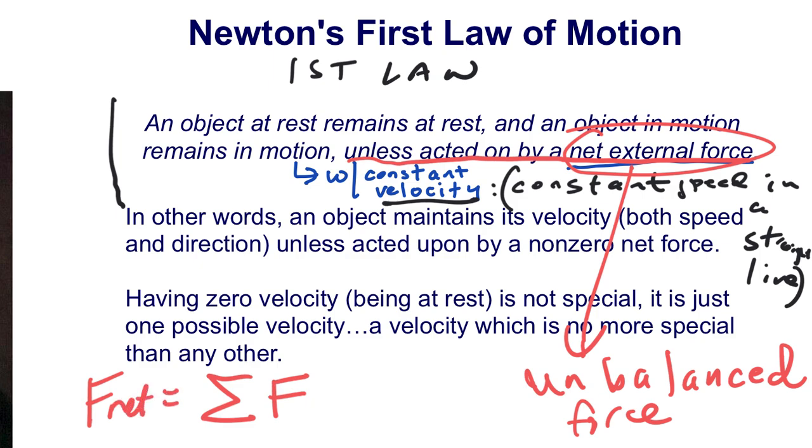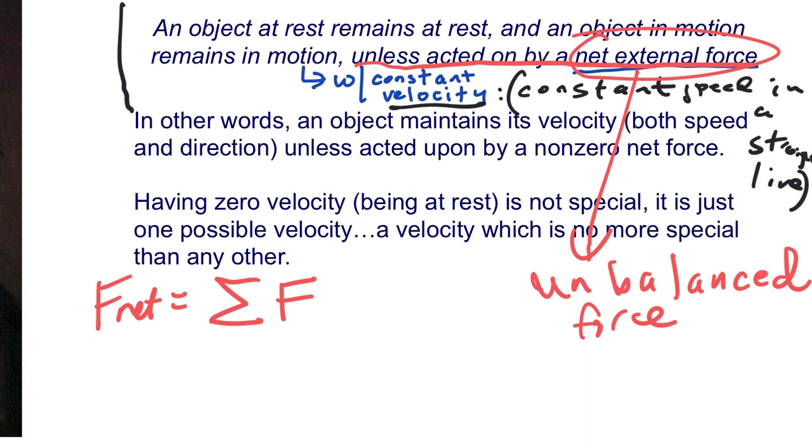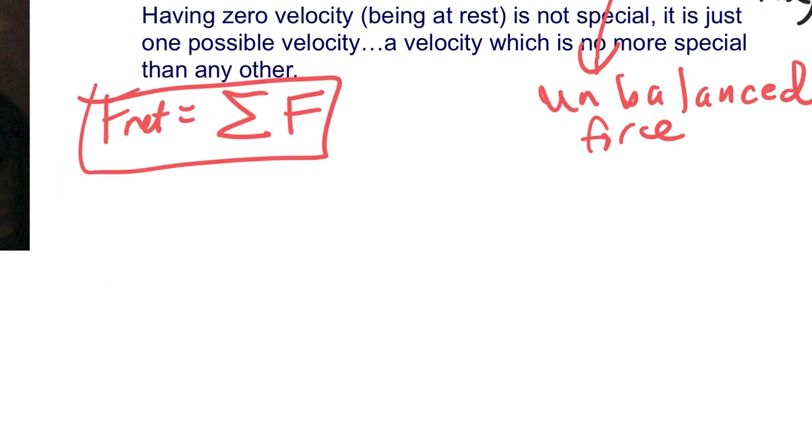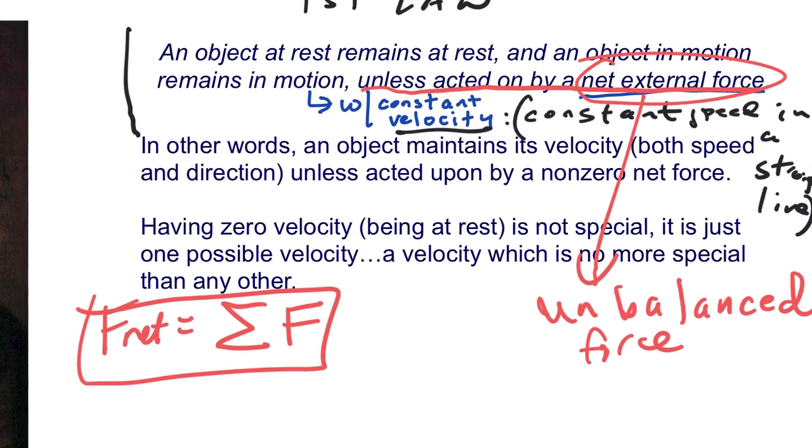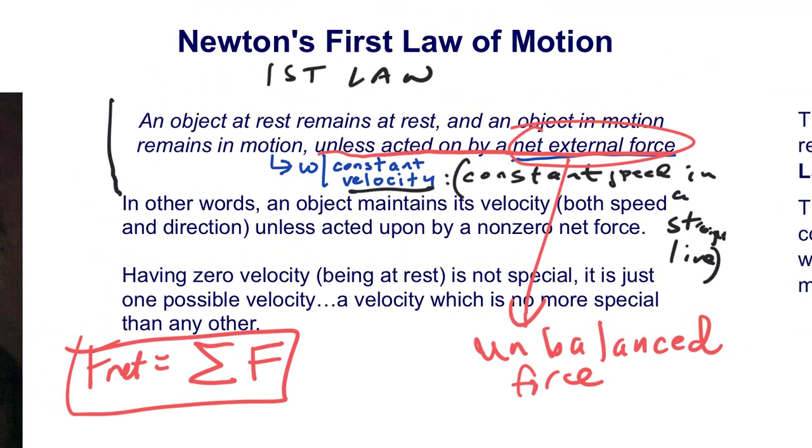If you have a net force on an object, it will not be at rest, and it will not be moving at constant velocity. Okay, that's a very important concept. If you have a net force on an object, it will not be moving at constant velocity if it's moving, or remaining at rest if it was at rest. Okay, so that's Newton's first law of motion.